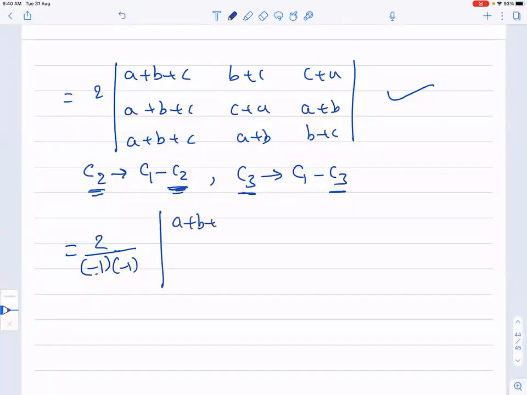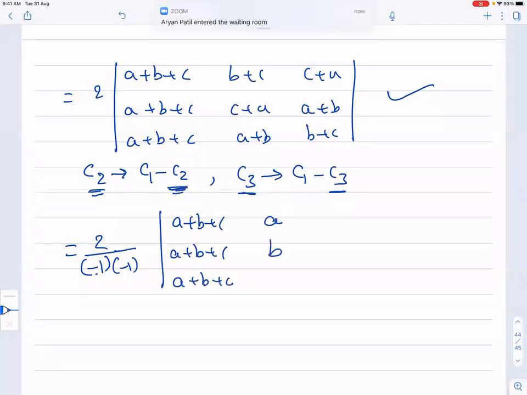a plus b plus c, a plus b plus c, a plus b plus c. Here it will be a plus b plus c minus b plus c, that is a. a plus b plus c minus c plus a, that is b. And a plus b plus c minus a plus b, that is c.